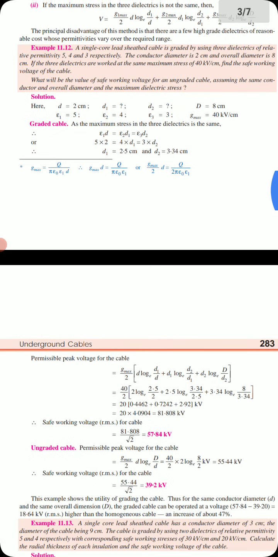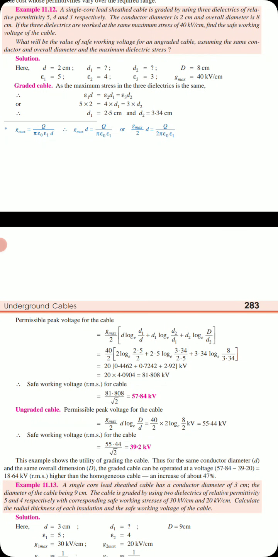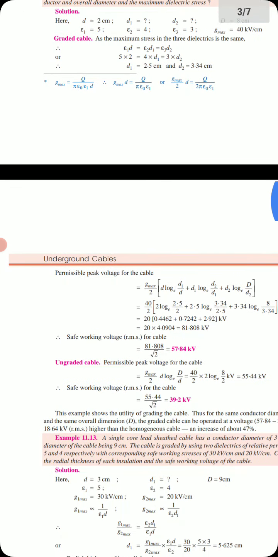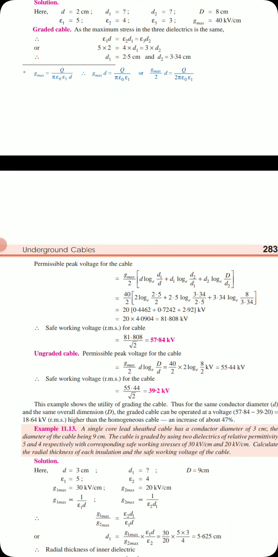Once we find out D1, D2, we will go with the permissible equation G max by 2, d natural logarithm D1 by d. These equations we know. Put all the values, we will get a value of 20 kV, and here 20 multiplied by 4.094, so obviously we will get 81.808 kilovolt. The safe working voltage is given by the RMS value, that is divided by root 2.